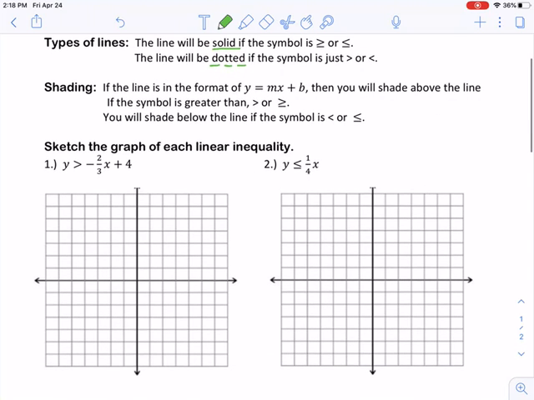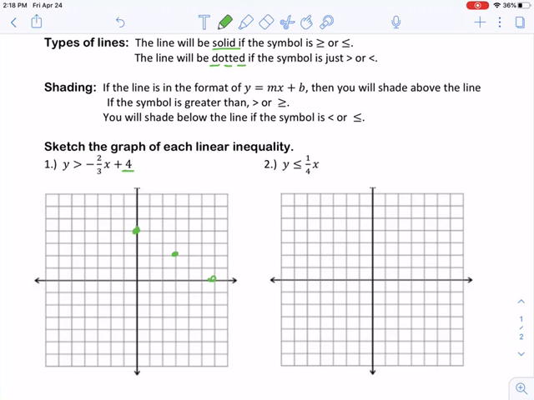If I want to graph problem number 1, we have the equation y is greater than negative 2/3 x plus 4. So I always start with my y-intercept, which is the second number, the 4. So I'm going to travel up to 4 on the y-axis, 1, 2, 3, 4, and plot a point. To get to any other point on my line, I have to follow my slope of negative 2/3. So if I travel down 2 and forward 3, I've got a couple points on my line.